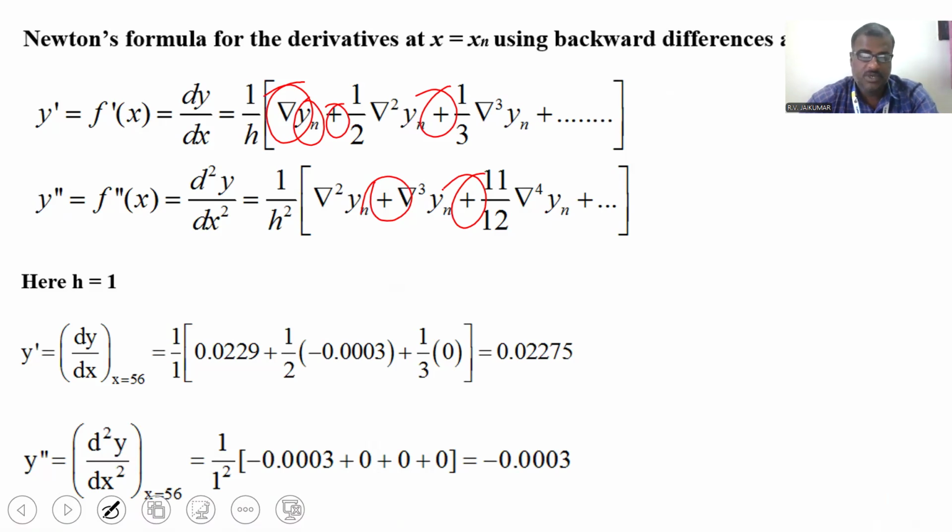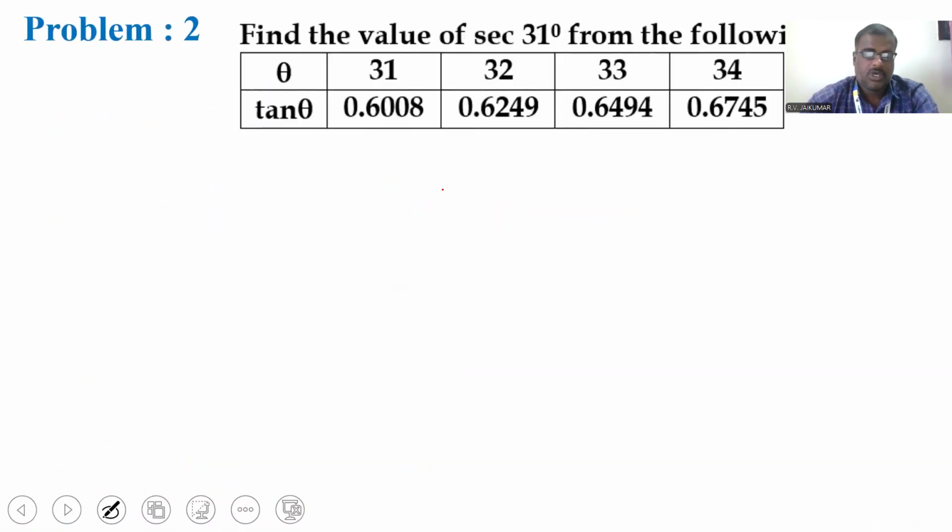So we started with a very basic, very simple problem, to find the first and second derivative values of the function at x equal to 50 and x equal to 56. The process is very easy and very simple as well. The thing is to memorize the formula properly. Okay, now we can move on to problem number 2.